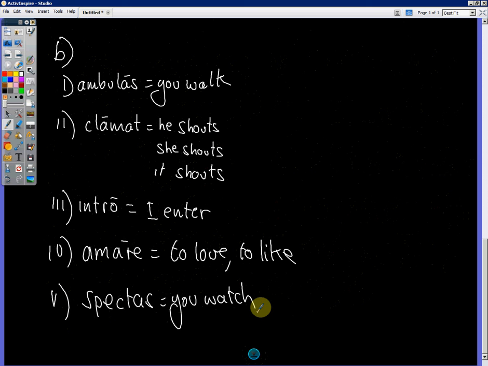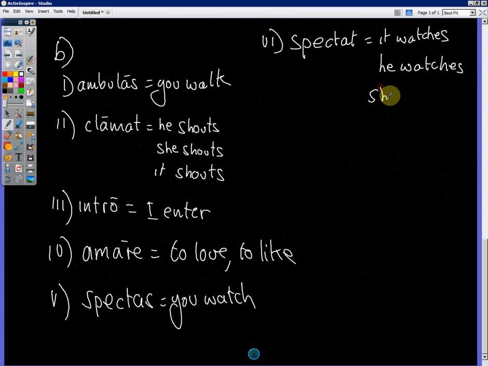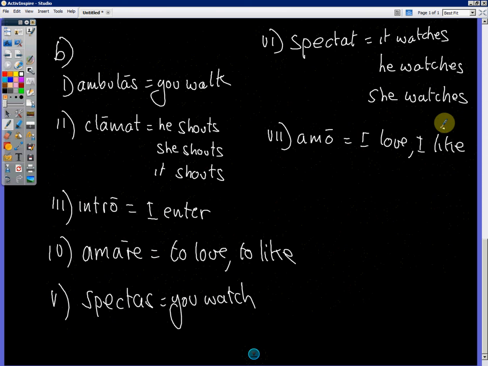Number 6 was spectat, which means it watches. Can mean he watches, and of course it can mean she watches. That third person there, he, she, or it. Next one is number 7, dead easy. Amo means I love, or indeed I like. That's 7. Number 8 was clamas, which means you shout.